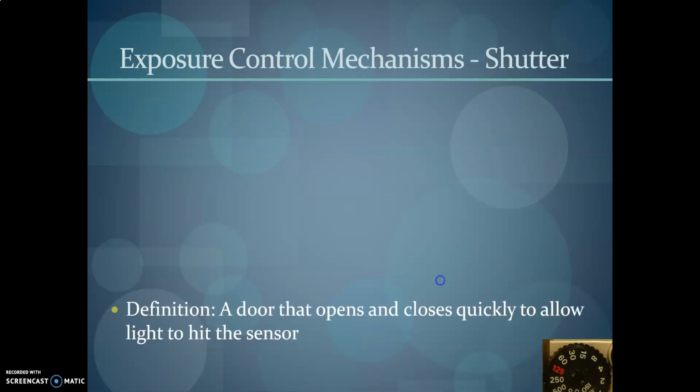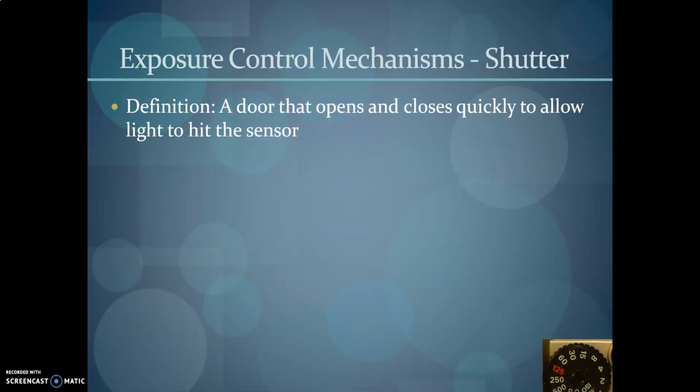Okay, so exposure control mechanisms. The first one is shutter. What is it? It's a door that opens and closes quickly to allow light to hit the sensor. Think of it as your eyelid. When you're looking at something, your eyes can be closed. You open up your eyelids, and now you can see something, and you blink, you're done making that exposure. Your eyelids are like the shutter.